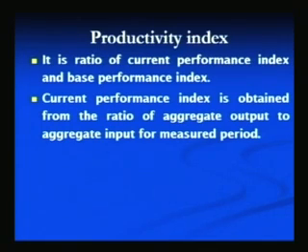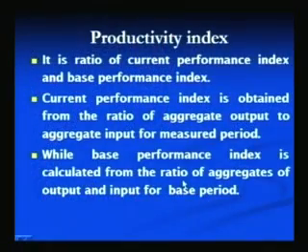So, to define the current performance index, here we use the ratio of aggregate output to the aggregate input for that particular resource for the measured period. Measured period is the period for which productivity is being currently measured. So, from the ratio of these two, the current performance index for a particular input resource is obtained, while the base performance index is calculated from the ratio of the aggregates of the output and input for that particular period with which things are being compared.